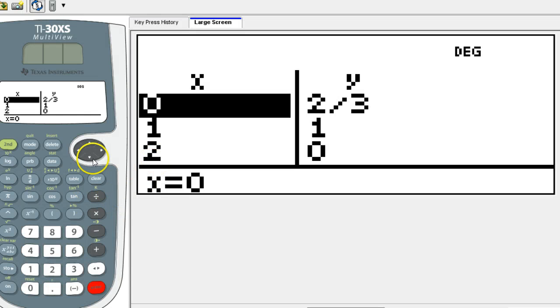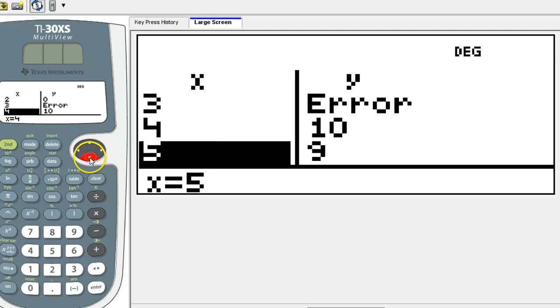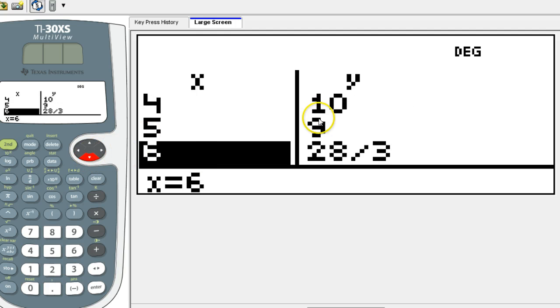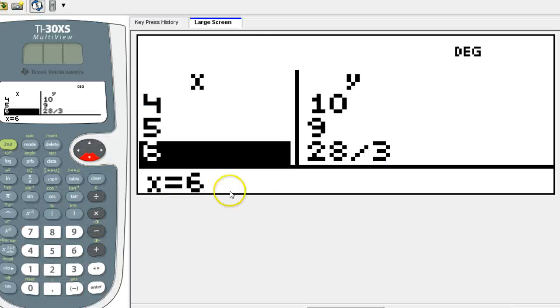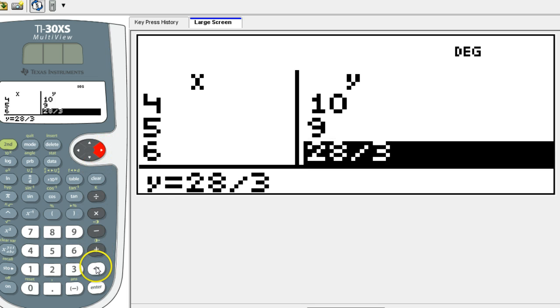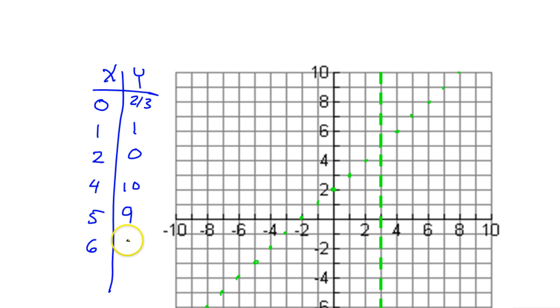And then next we have to skip down to 4, because there's an asymptote there. So we have 4, 10, we have 5, 9, and 28 over 3 doesn't mean a lot to me, so let's go ahead and toggle it and see that it's 9.3. Alright, so this should be plenty to get us started.